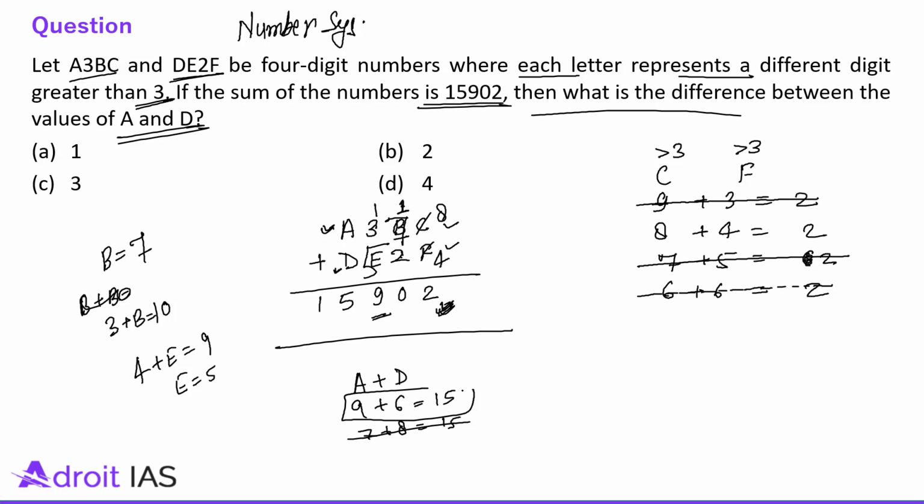So obviously it has to be 9 and 6, right? It can be anything, 9 6 or 6 9. So a can be 6 or 9 and d can be 9 or 6, vice versa. The question is asking what is the difference between the values of a and d. The difference between 6 and 9 is 3, right? So C option is the right answer.